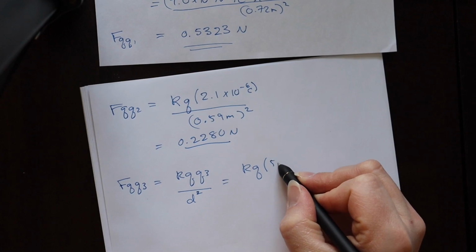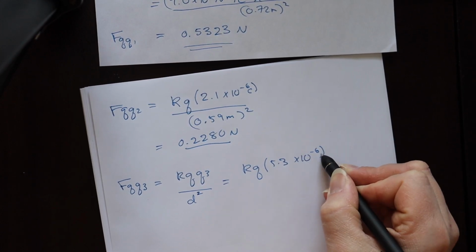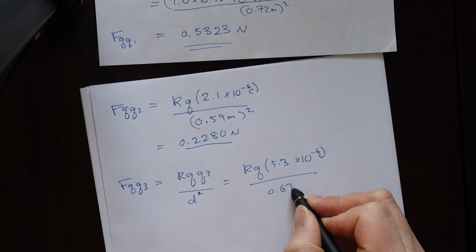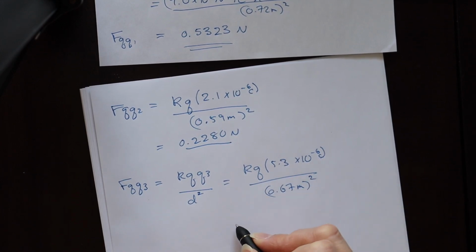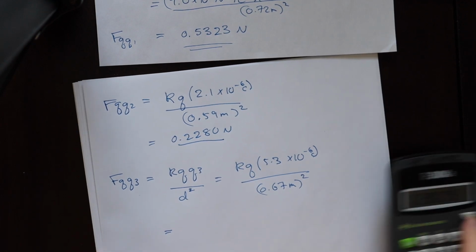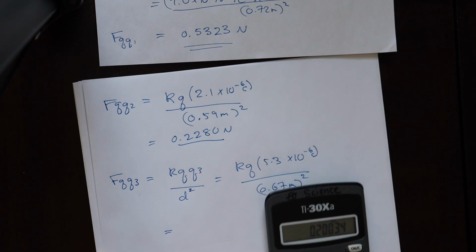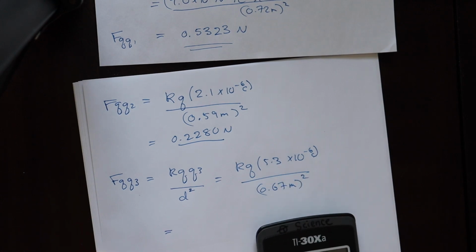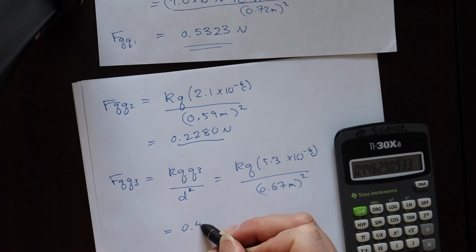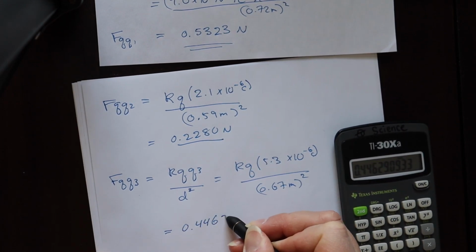My Q3 is 5.3 times 10 to the minus 6 coulombs, and the distance between those ones is 0.67 meters squared. So my last force here is 9.0 times 10 to the 9. Feel free to save that value in your calculator if you want to do that. Times 4.2 again, times 10 to the negative 6, times Q3, which is 5.3 times 10 to the negative 6, divided by 0.67 squared equals, I get 0.4463 newtons.